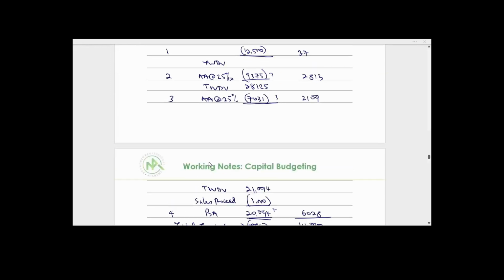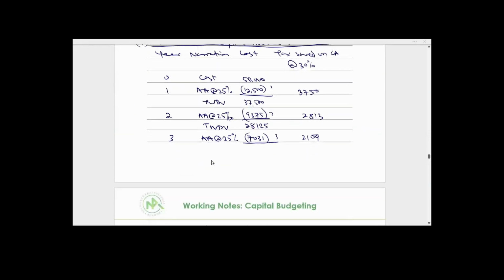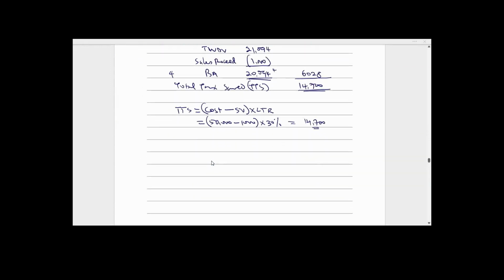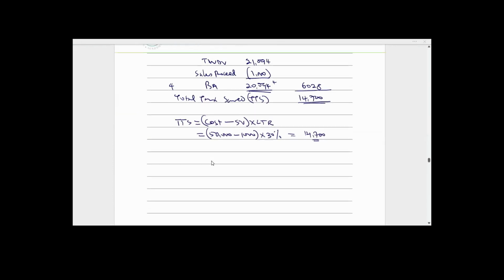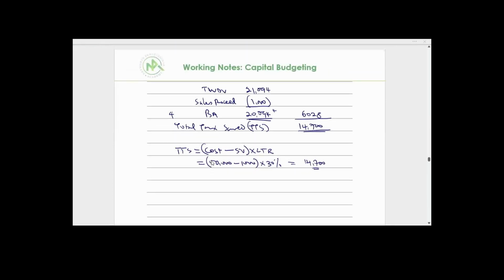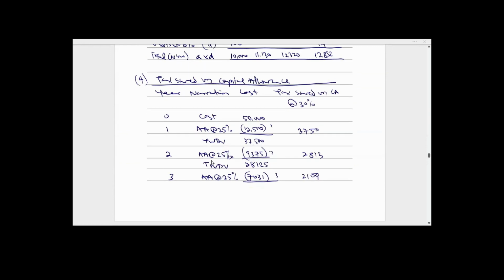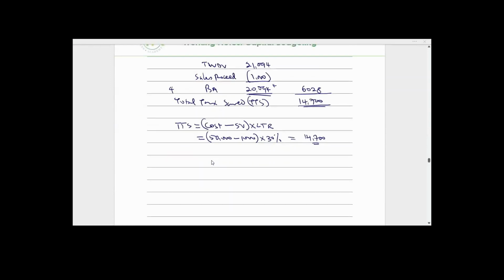Okay, let's just complete this table. Now that we have calculated the tax saved on capital allowance, including the capital allowance itself, let's then determine the tax liability. Working number 5.